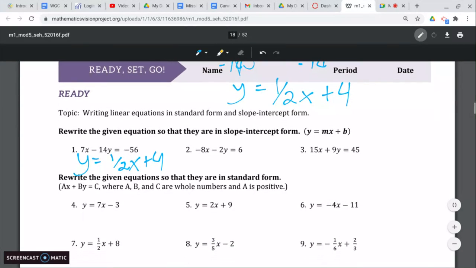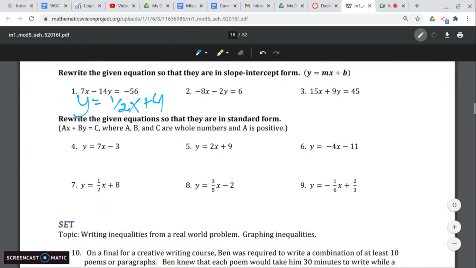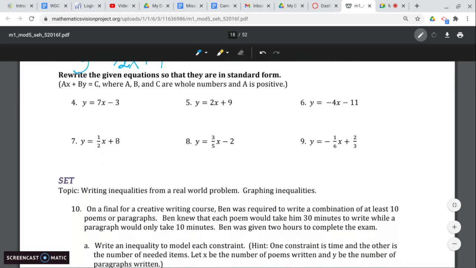So same idea for 2 and 3. Subtract or add your x term to the other side, depending on its sign, and then divide by the number attached to your y. All right, now the second part, rewrite the given equations so that they are in standard form. So we want it to be an ax plus by equals c.